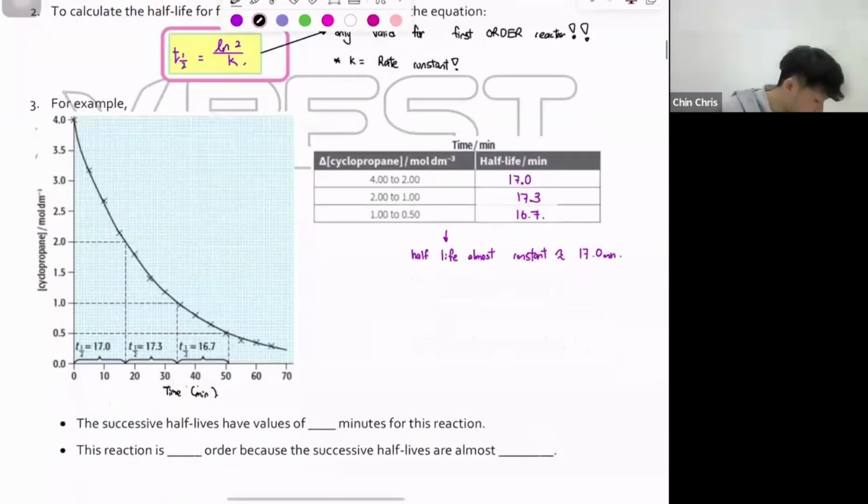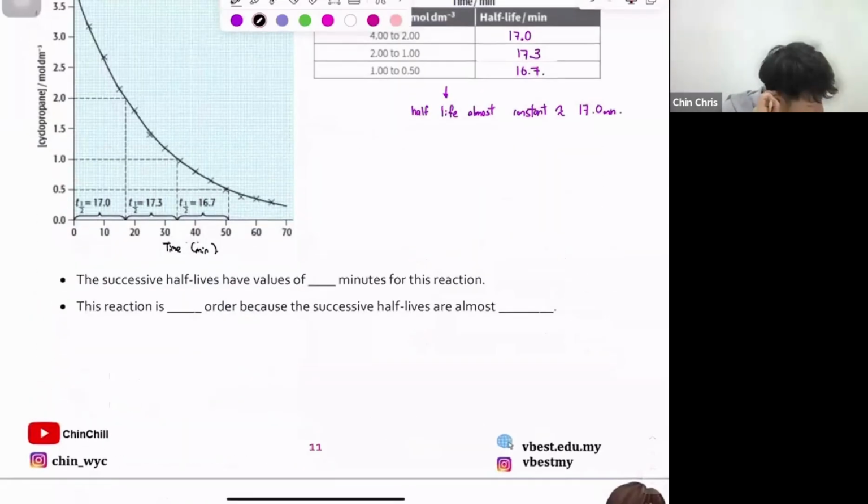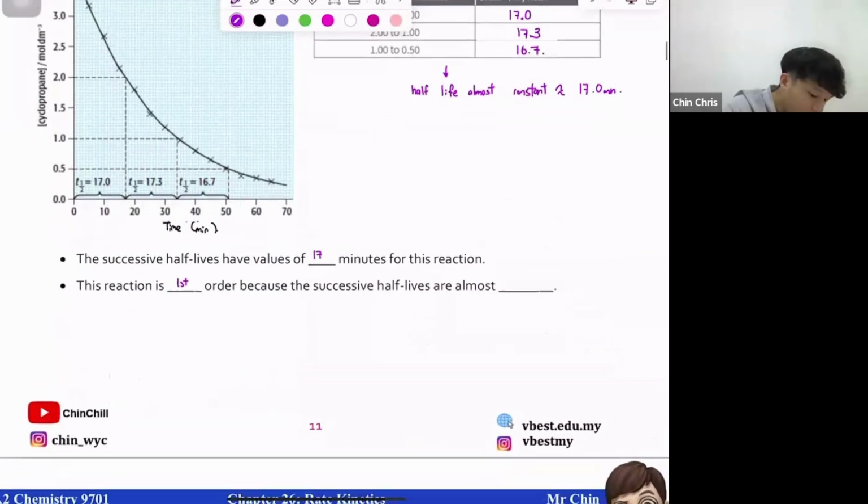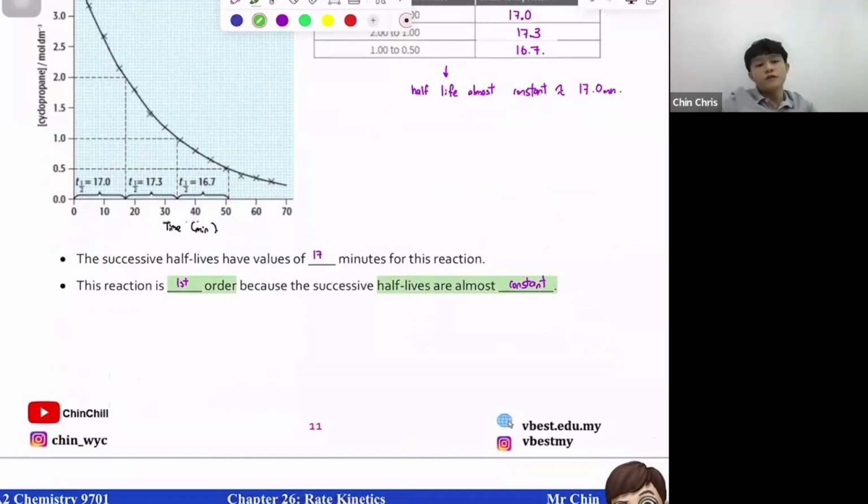All right, guys, now, the successive half-life will have a value of around 17 minutes for the reaction. So I can say that this reaction is first order because the half-life is almost constant. Highlight half-life almost constant, highlight first order. Remember, for a first order, the half-life will be constant. If it's zero order or second order, half-life always changes. That's it.